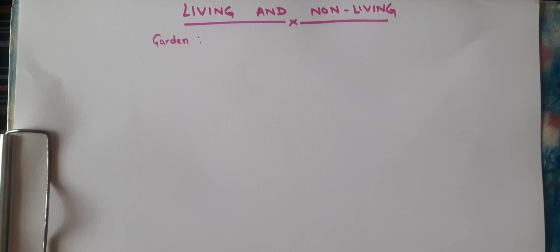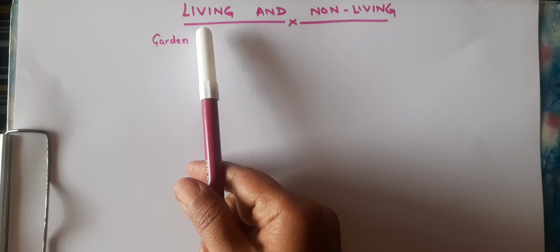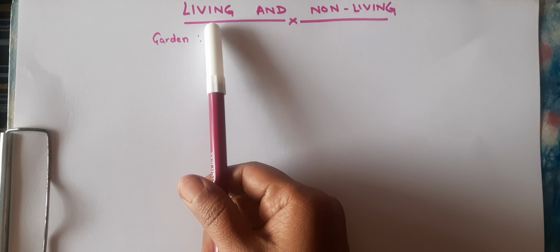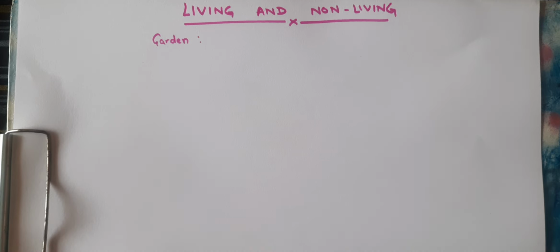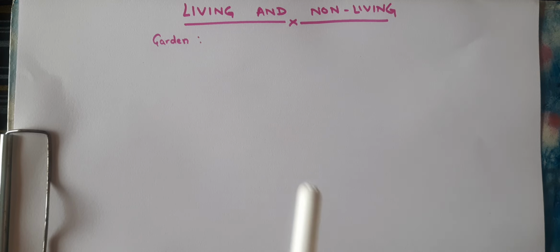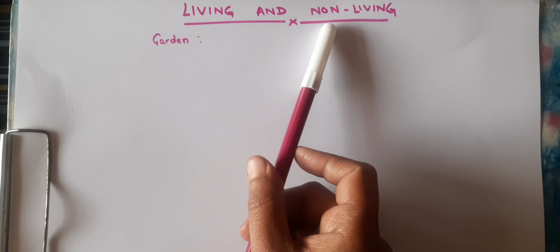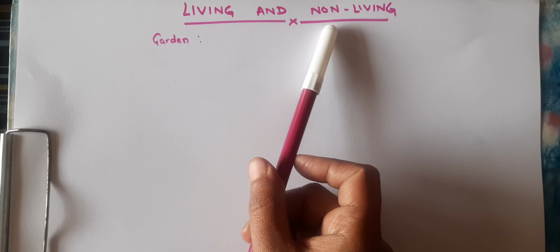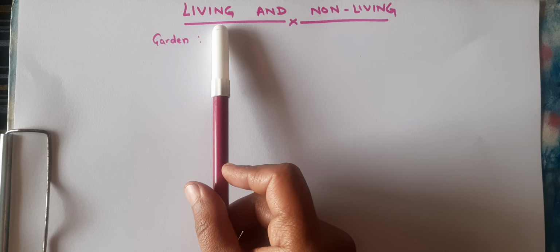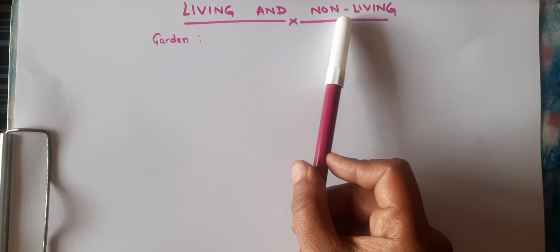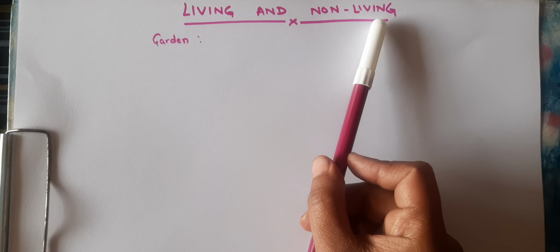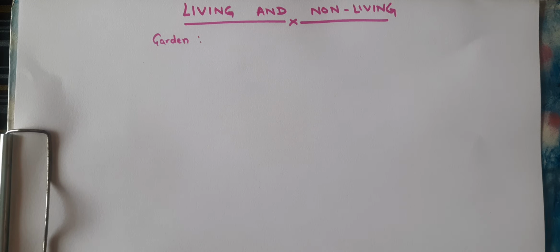Good morning, everyone. So, today we are going to learn the first chapter of class 3, that is living and non-living. In this chapter, we are going to learn about living and non-living things, and what are the characteristics that make a living thing lively and what are the characteristics that make a thing considered as non-living.